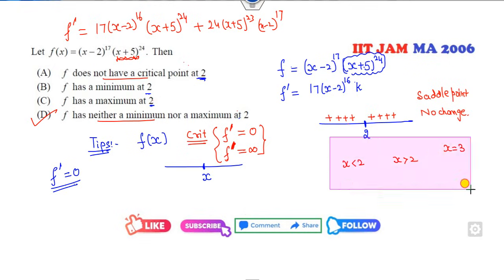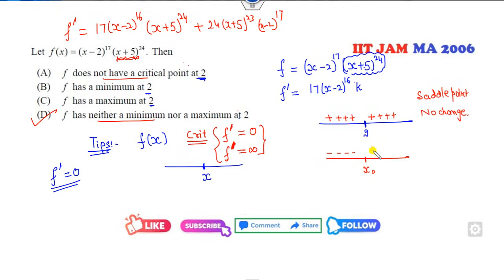When will it be a maxima or minima, I can tell you here. If at some point x naught this value is negative and this value is positive, it means the function first decreases and then increases, which will give you the minimum value. On the other hand, if this value is positive and this value is negative, then you will get the maximum point. That point will be a maximum, that point will be a minimum, and that point will be neither maxima nor minima.